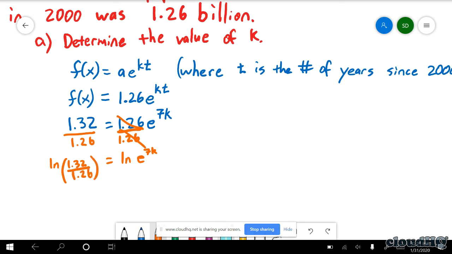So ln of the left side is equal to ln of the right side. What good does that do? Well, it cancels out the e on the right side. So now I have 7k is equal to the natural log of 1.32 over 1.26.